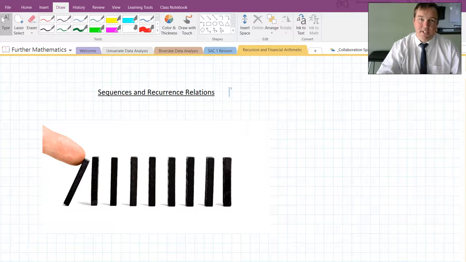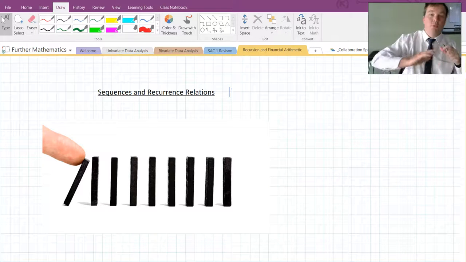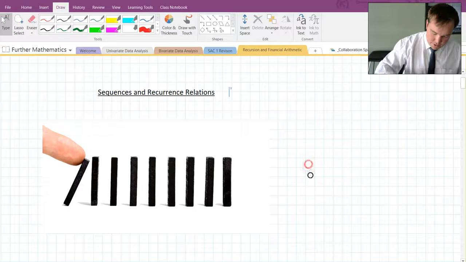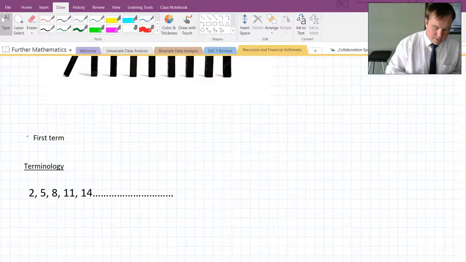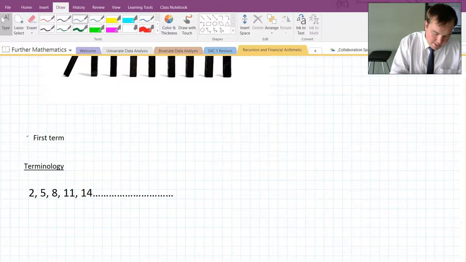A sequence is essentially like a set of dominoes. If you know the first one, and if you know how they fall, then you can knock them all over. So, a typical sequence might look like this below: 2, 5, 8, 11, 14. Now that sequence is obviously just adding 3 on.